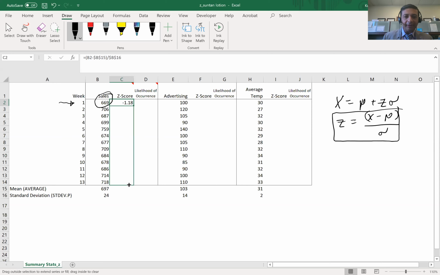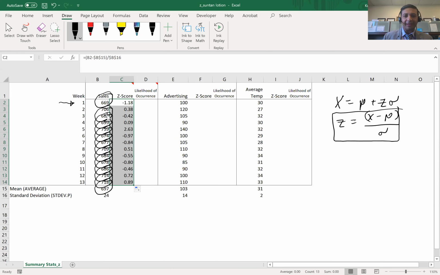If I take my cursor to the rightmost corner of that cell, as you can see, the cursor changes from a plus sign to a very pointed plus, and I scroll those down, it takes into consideration all of the others as well. These are my Z-scores corresponding to my sales figures. Now, what do these Z-scores mean? Let's look into the first piece of the puzzle.